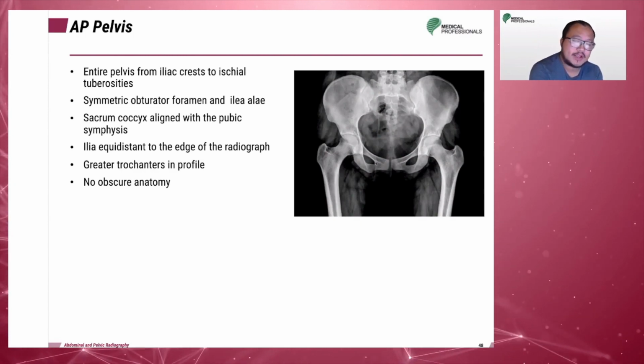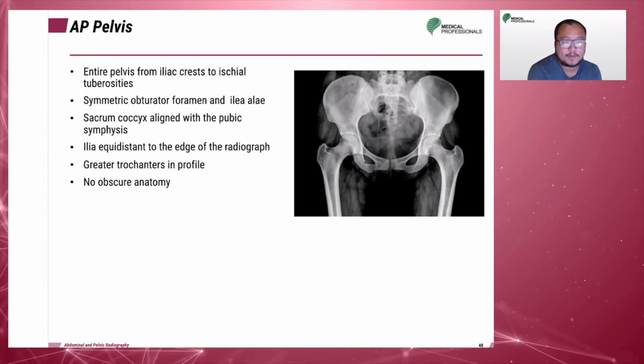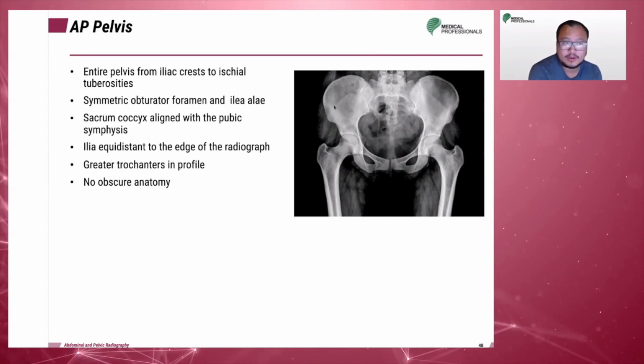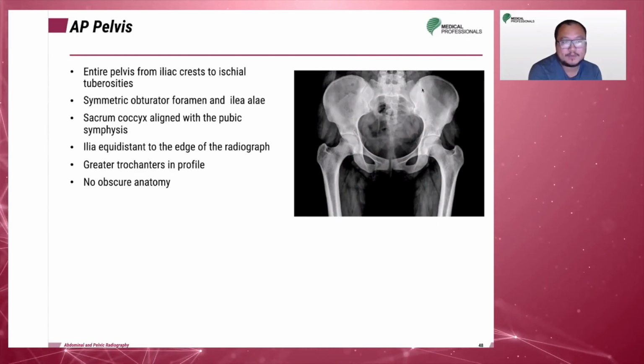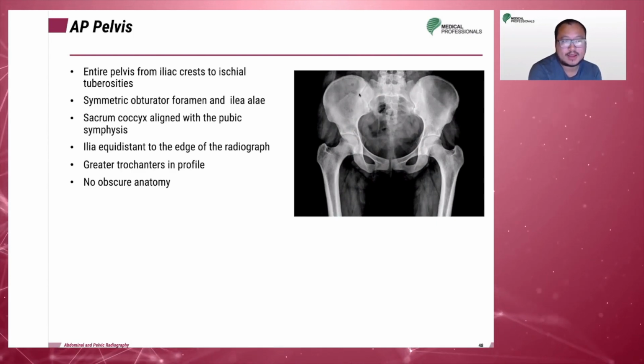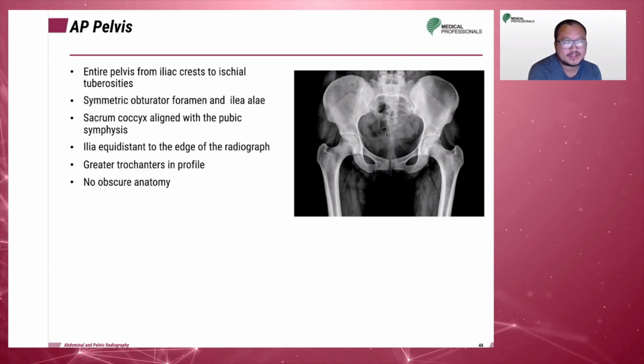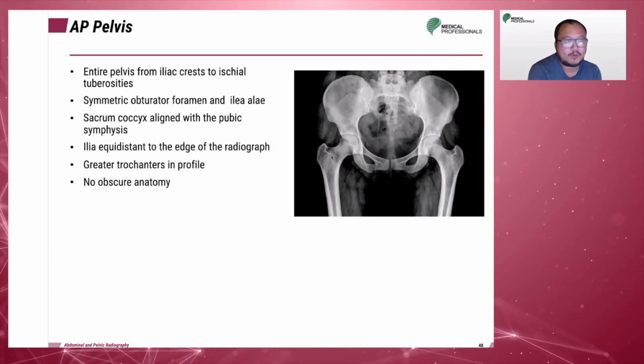How do we know there's no rotation? Okay, this area here is the obturator foramen. It looks similar to the other obturator foramen. The iliac wings, the iliac ala, they look similar. So that means there's no rotation. The sacrum's in the center. That means it's not rotated. The greater trochanter in profile.